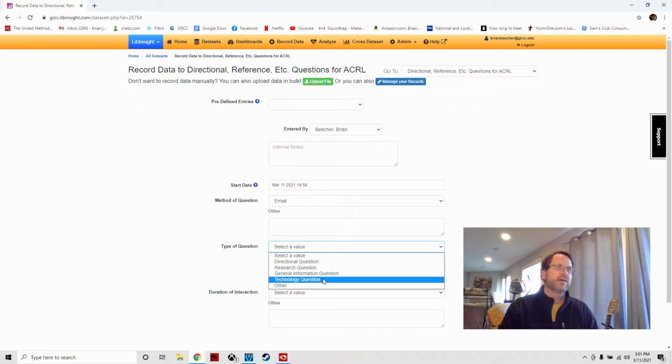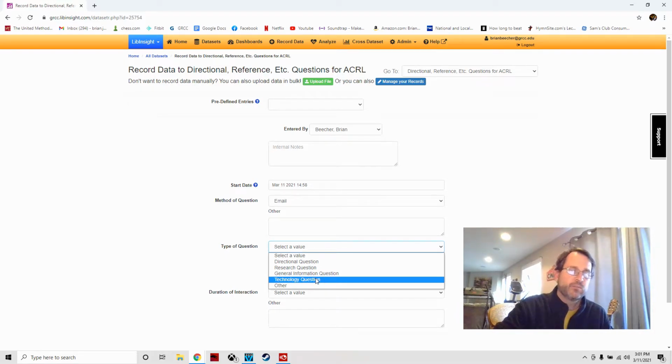Even things like, how do I format a Word document? How do I add margins? How does Excel work? What about PowerPoint? All those things are technology related. So applications, we're talking about hardware, all of that stuff is technology related.